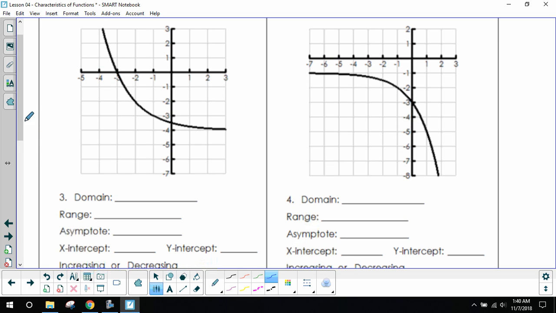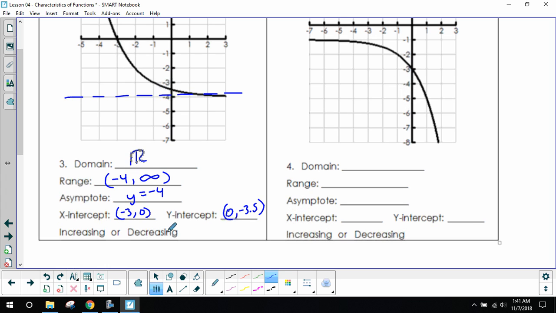Alright, here we go. Domain, all real solutions. Range, how low did you go? -4 to infinity. Asymptote, y equals -4. X-intercept, I would argue it's -3, 0. Y-intercept, we'll just argue 3.5, so 0, -3.5. And it is decreasing. Over here, I would argue that it's decreasing.